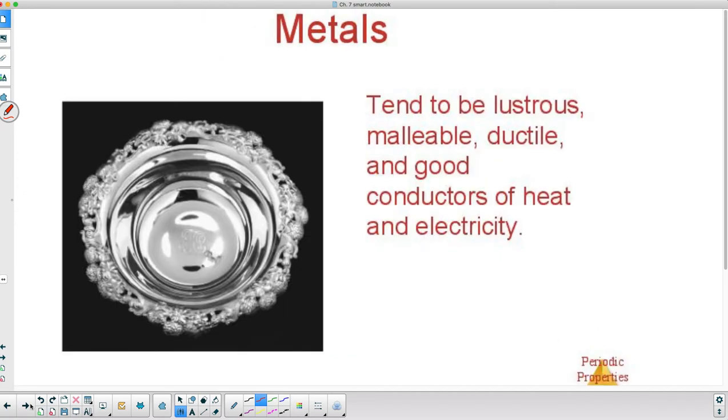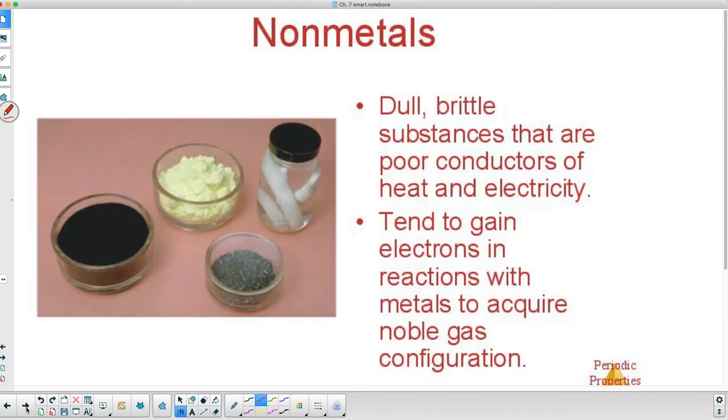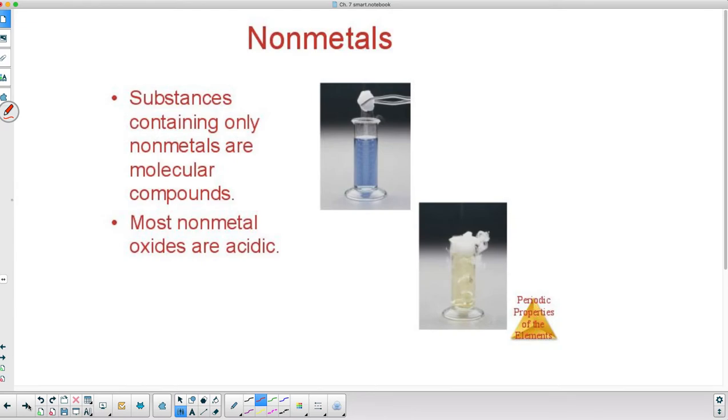So metals tend to be lustrous, malleable, ductile, and good conductors of heat and electricity. Repeating myself. Okay, compounds with metals and nonmetals tend to be ionic. That means electrons transferred, and metal oxides tend to be basic. I've already talked about this stuff. Nonmetals: dull, brittle substances, poor conductors of heat and electricity, tend to gain electrons. Some can give up electrons, but that's not their normal state.